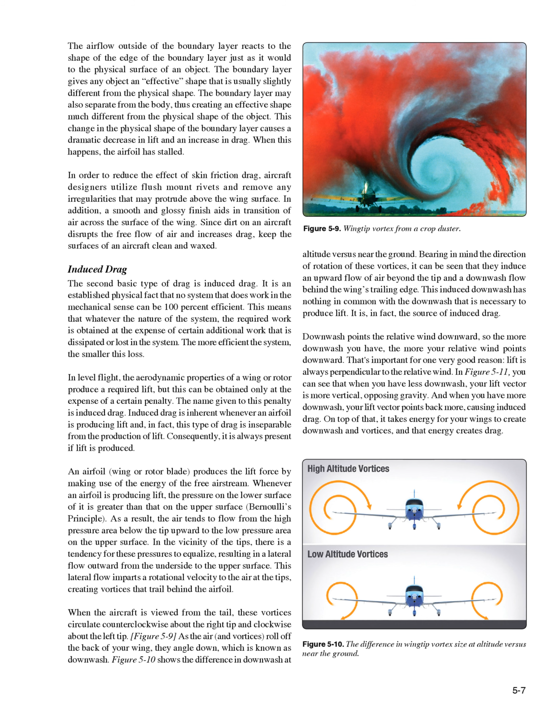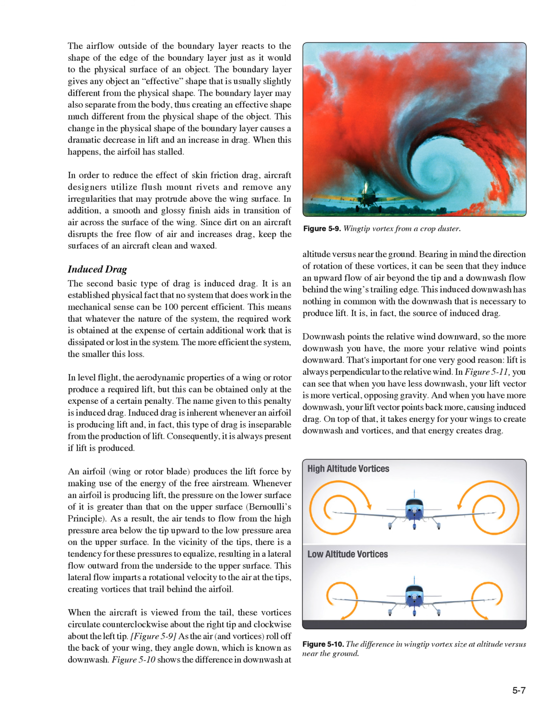This lateral flow imparts a rotational velocity to the air at the tips, creating vortices that trail behind the airfoil. When the aircraft is viewed from the tail, these vortices circulate counterclockwise about the right tip and clockwise about the left tip. Figure 5.9. As the air and vortices roll off the back of your wing, they angle down, which is known as downwash. Figure 5.10 shows the difference in downwash at altitude versus near the ground.